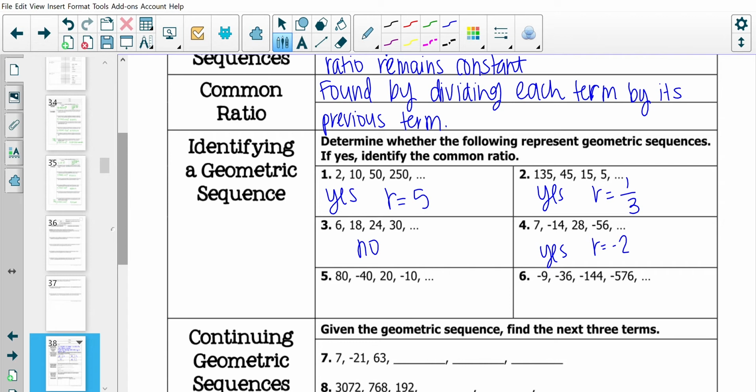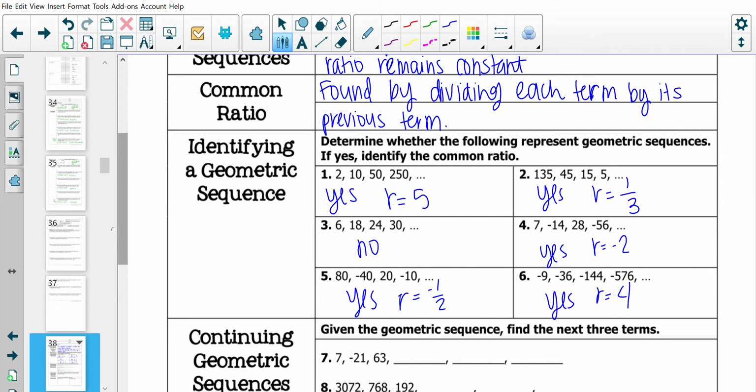Okay, is number 5 a geometric sequence? Yes. What is my R value? -1/2. Good. Okay, pencil broke. Is 6 a geometric sequence? Maybe. I am. 4. Yes. R equals 4.